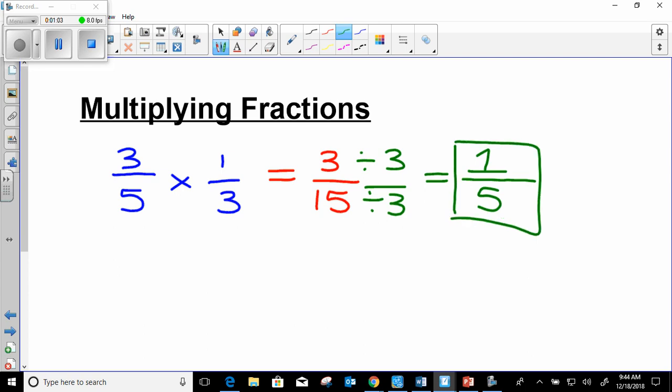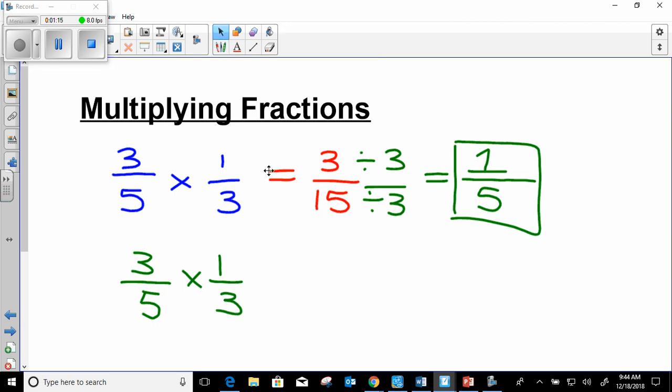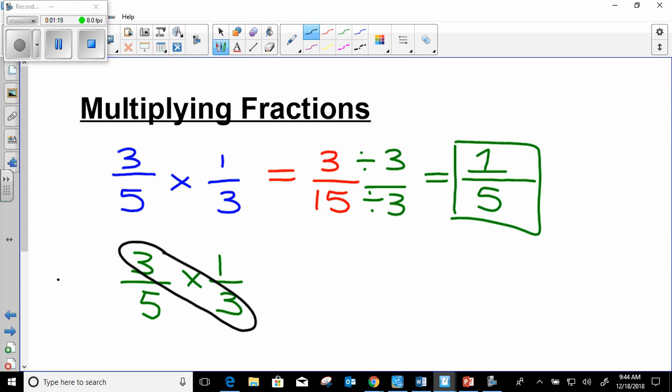Now, some of you already know how to cross cancel, and cross cancel is really cross reducing. That's another name for it. You're just pretending like it's a fraction. For example, look at 3 and 3. Pretend like it's 3 over 3. What can you divide by? 3. 3 divided by 3 is what? 1. So you cross this out. It's now a 1. 3 divided by 3 is 1. You're going to cross that out.